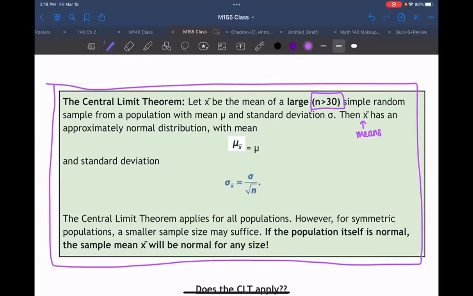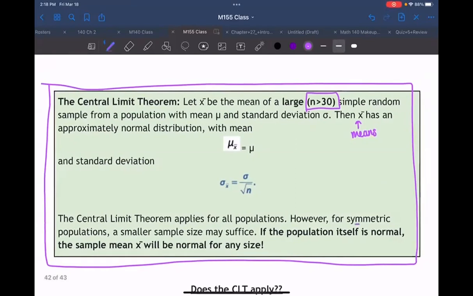Now, there is a catch here at the bottom. If our population is symmetrical, or if it says a normal population, any sample size will suffice, okay? So for example, we could have a sample size of 2 and our population be normal. The central limit theorem would still apply. Our means would have an approximately normal distribution as well.